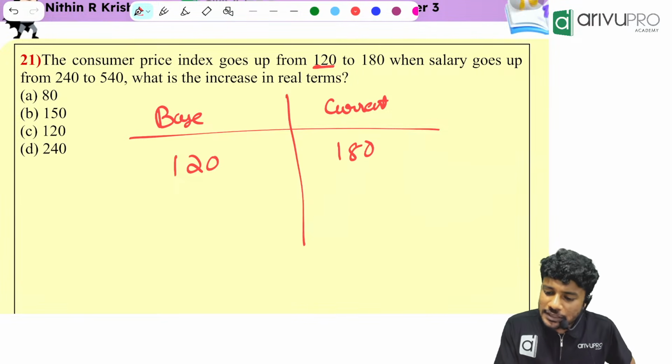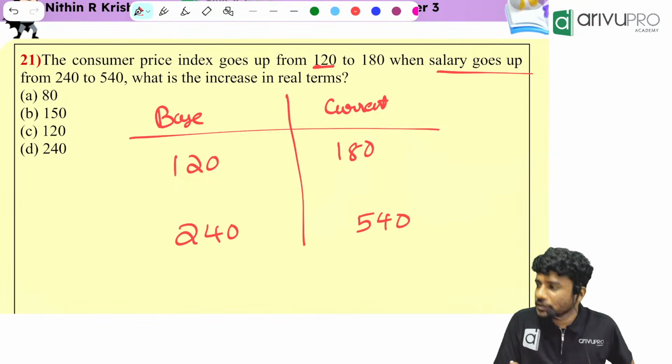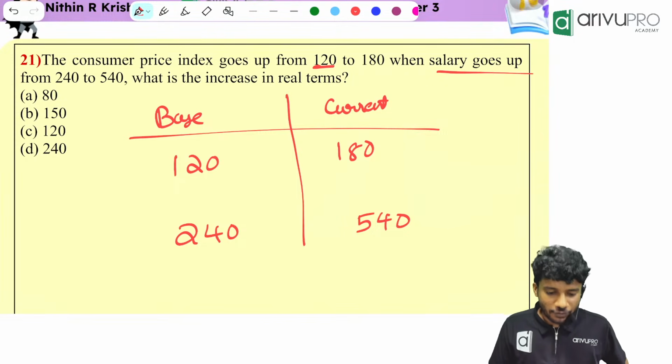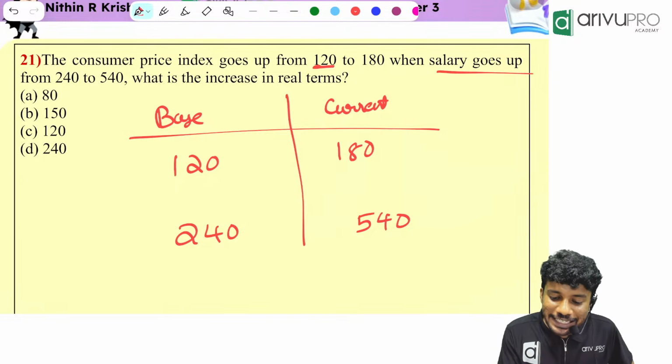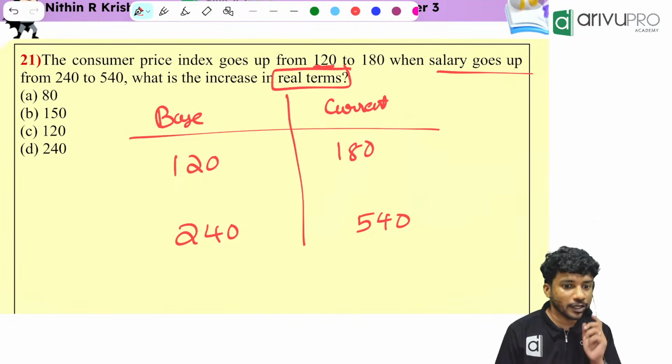Then the salary goes up from what to what? 240 to what, people? 540. The salary went up from 240 towards 540. We need to find the increase in real terms. What is the actual increase? That will be the question. Now, people, yes, correct answer.